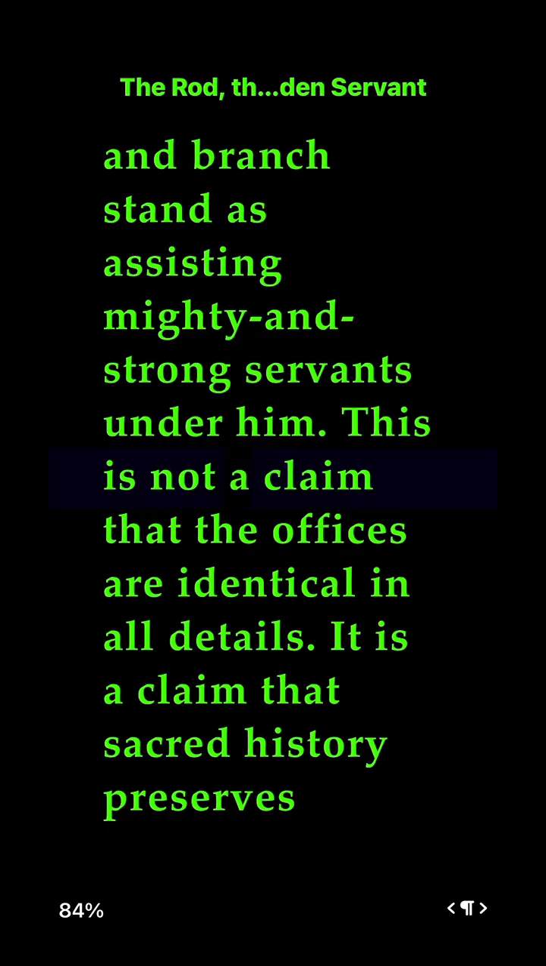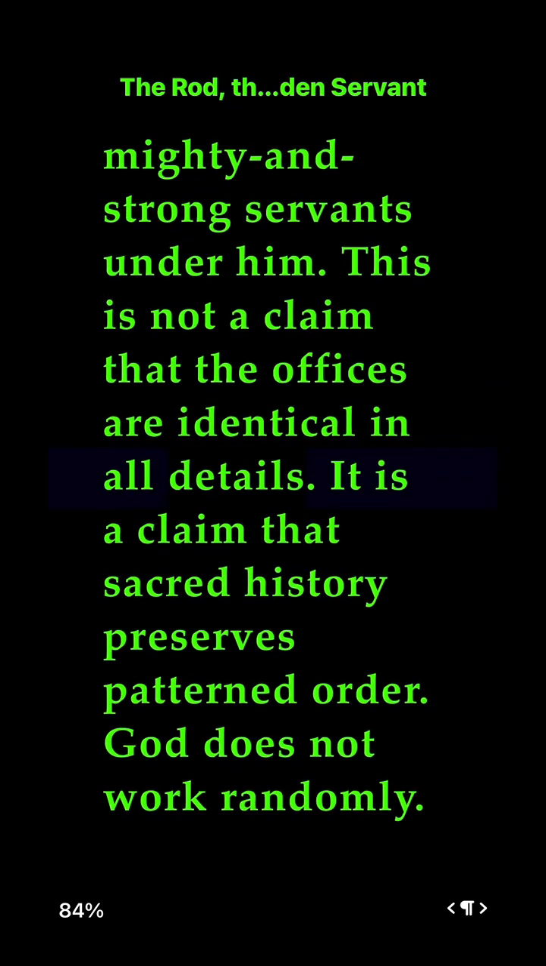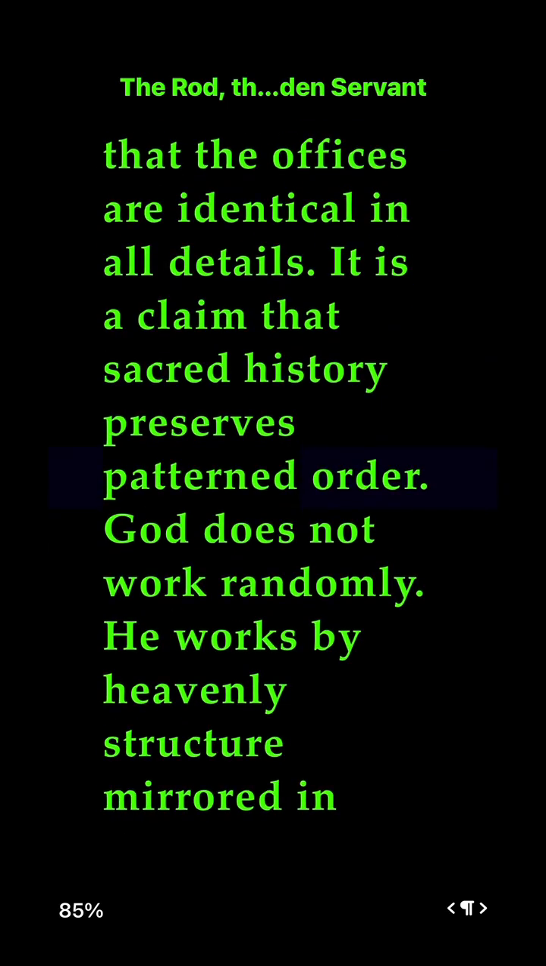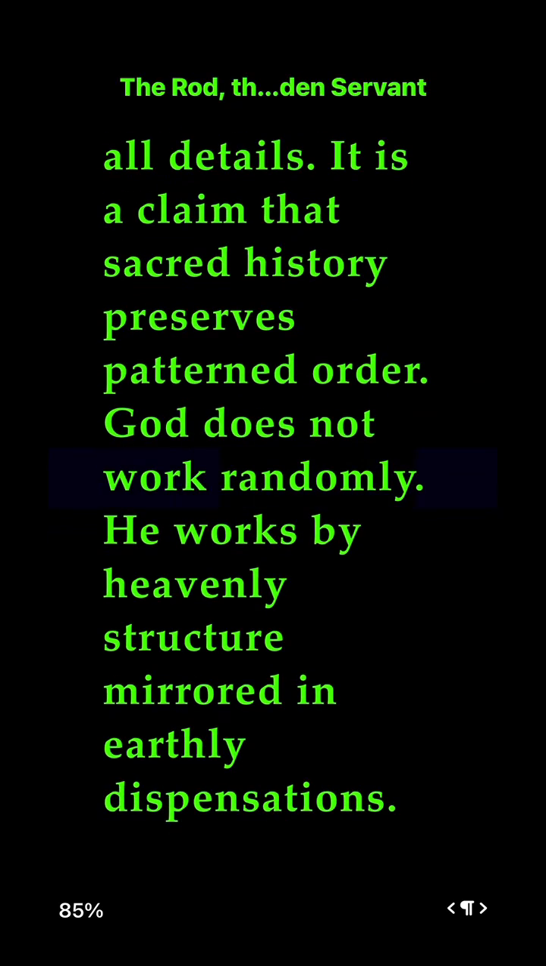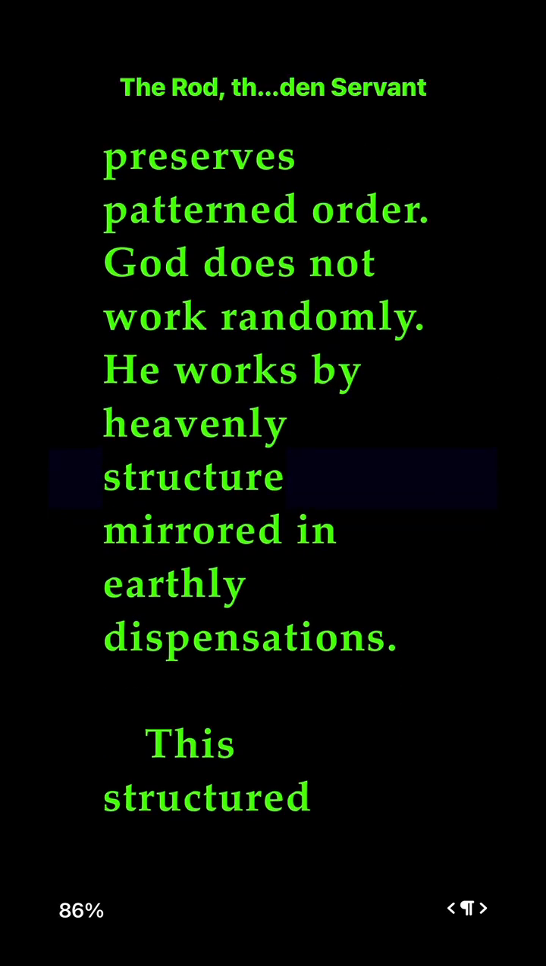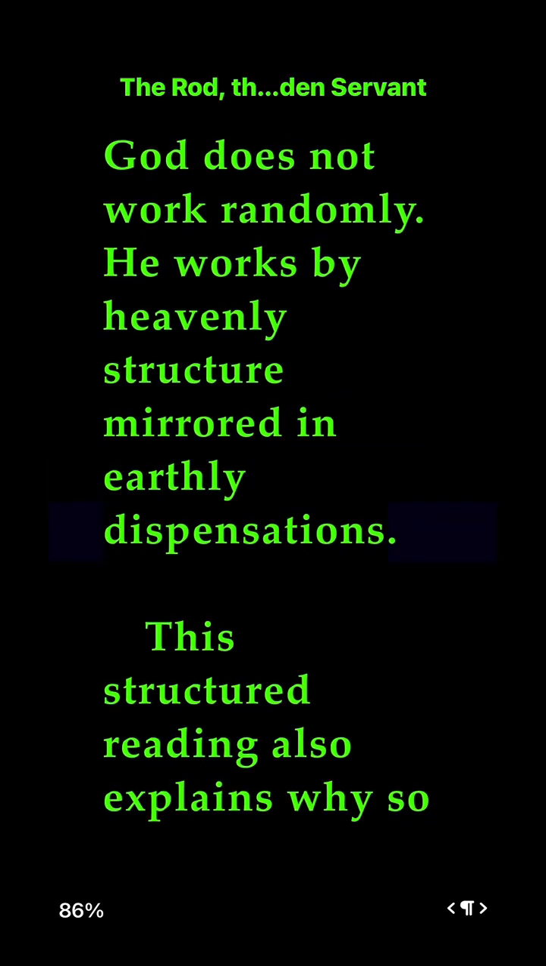This is not a claim that the offices are identical in all details. It is a claim that sacred history preserves patterned order. God does not work randomly. He works by heavenly structure mirrored in earthly dispensations.